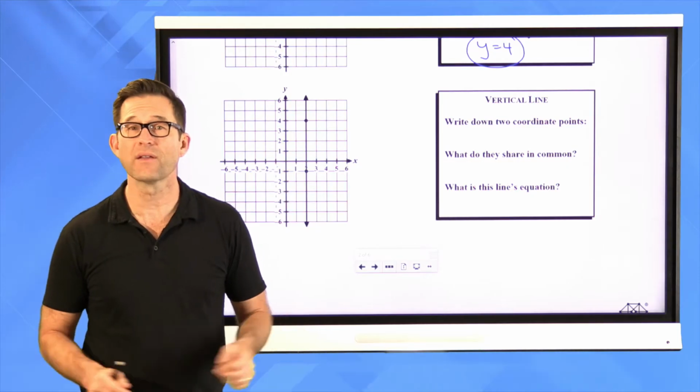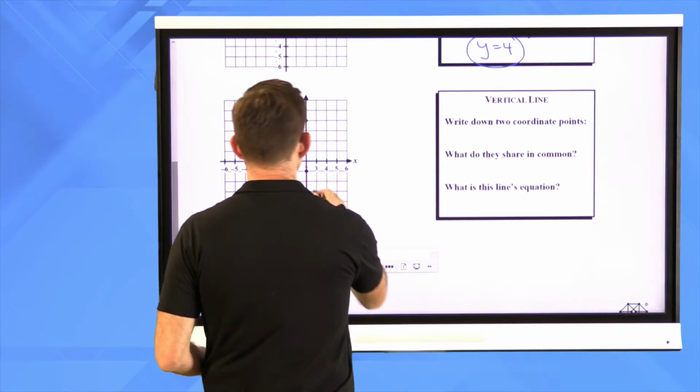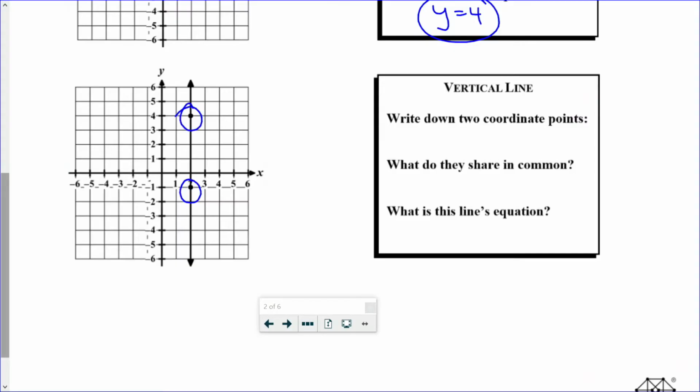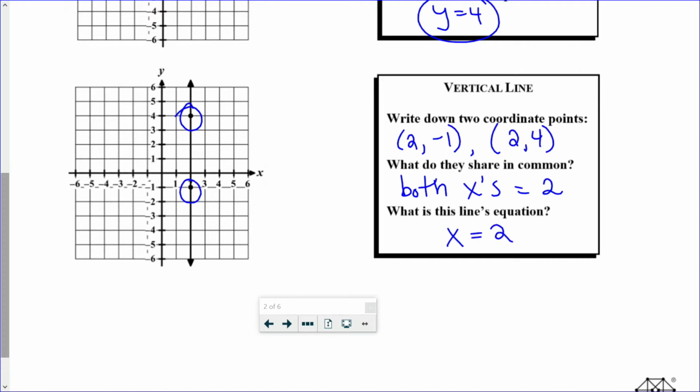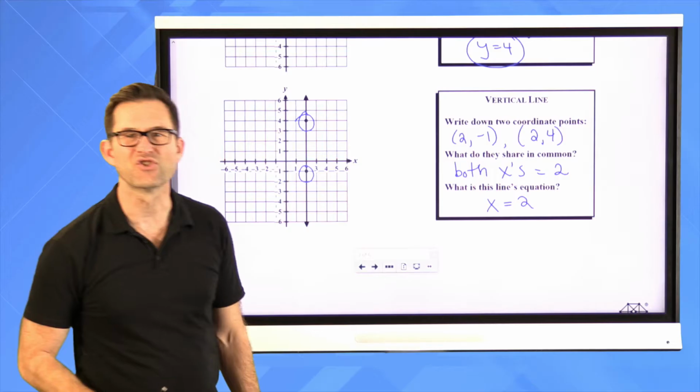All right, let's take a look at the two points that are marked on this line. The one that's lower down is the point (2, -1), and the one that's higher up is the point (2, 4). What do they share in common? Both x's are equal to 2. What's the line's equation? It's x equals 2. That's even stranger.